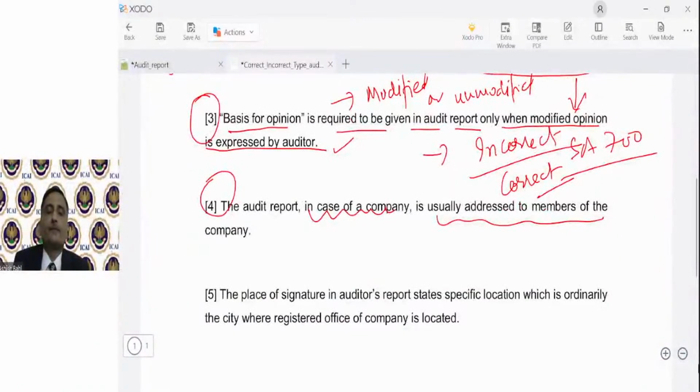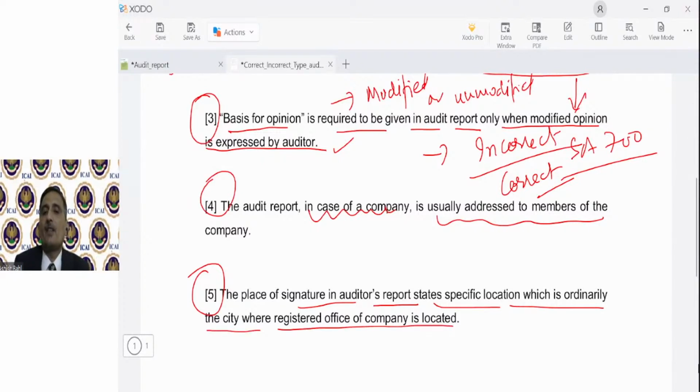And question number 5. The place of signature in the auditor's report states a specific location, which is ordinarily the city where the registered office of the company is located. Is the statement correct or incorrect? When the place of signature is written in the auditor's report, then what does this mean? Is the place written where the company's registered office is, or something else? Tell me. What does place of signature denote?